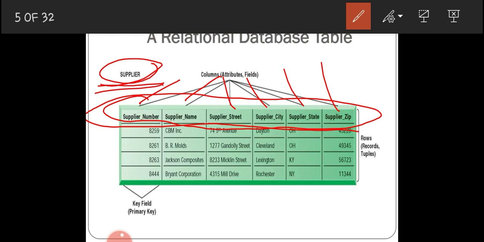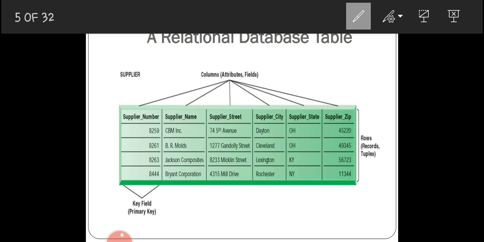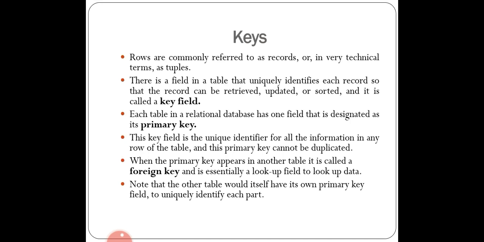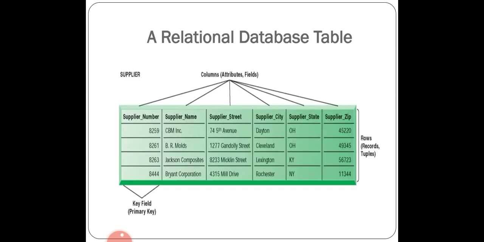Okay. Now after you have understood about these entities, etc., then we can again talk about keys. But before that, let's come back here and look at this table here. As you can see, this table has a supplier number, and at the column supplier number, or the attribute or the field called the supplier number, there is a key field.